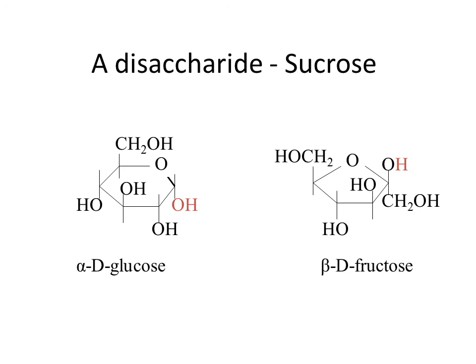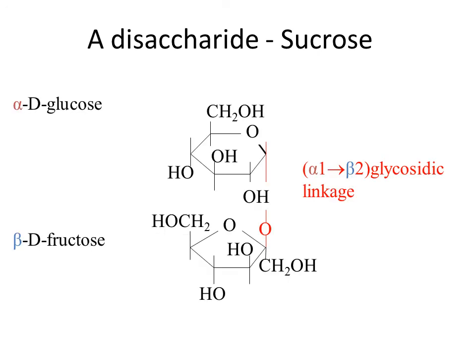That's beta. When these join together, there's a little bit of twisting the molecule around so that you can see how it's linked, and you can see that the beta is up and the alpha is down on the glucose, and we get what is called an alpha 1 to beta 2 glycosidic linkage, but you can just see that it is a glycosidic linkage.